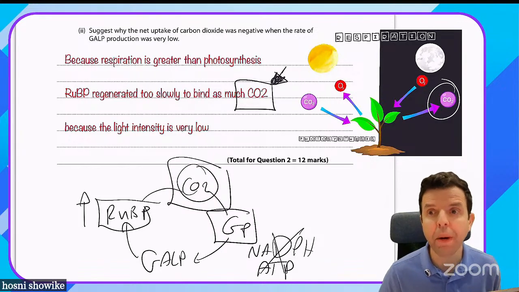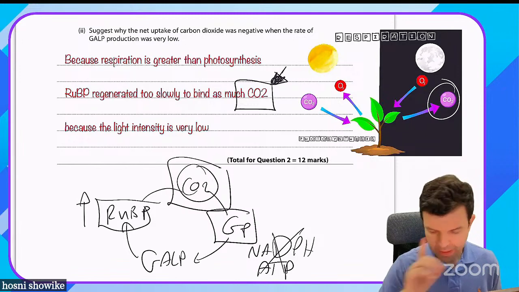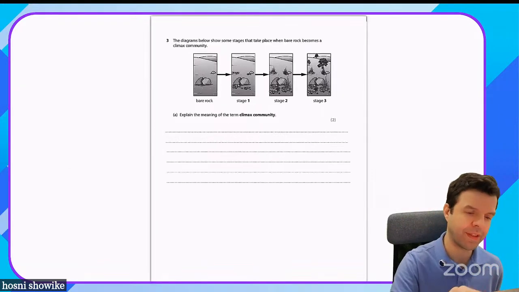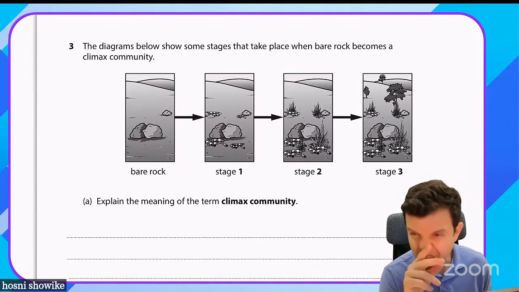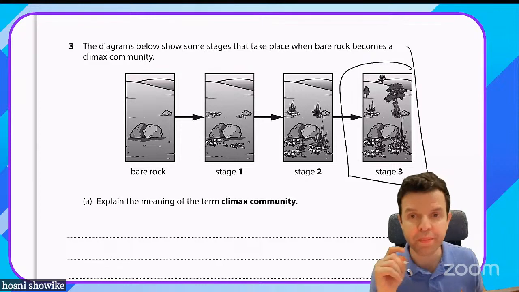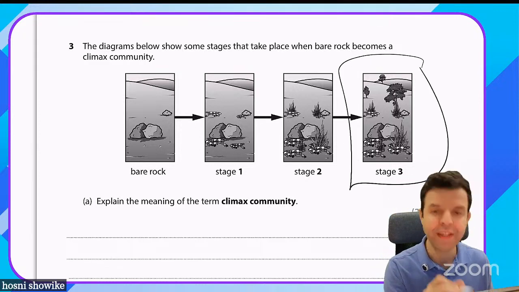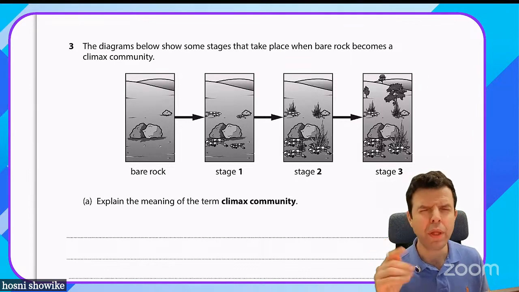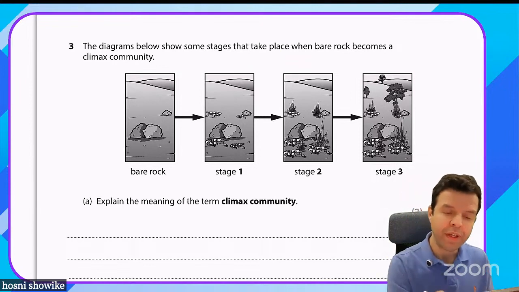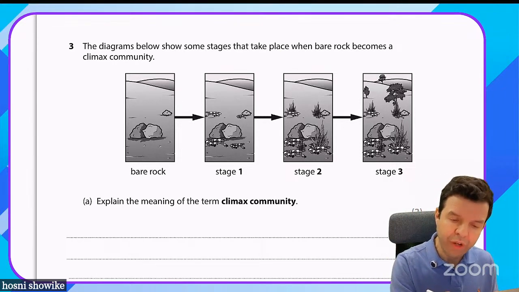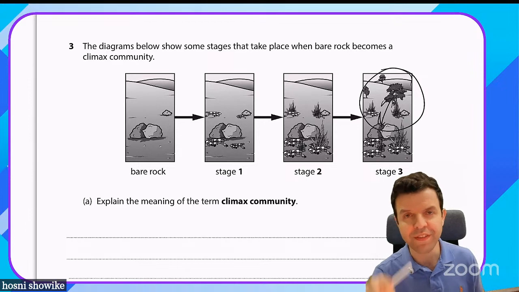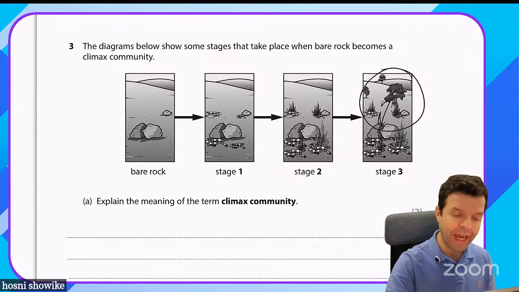Question 3 talks about succession. It starts with a definition. They're asking me to define climax community. What is climax community? Climax community is the point where you reach an equilibrium, meaning stability. The ecosystem is stable. I have the same number of species, I have the interactions, and I have a dominant species. Usually the large trees form in the climax community, and I have plenty of diversity.